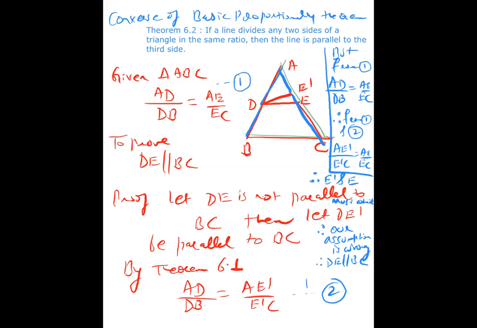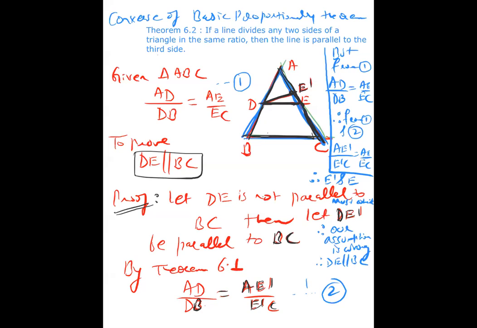The only thing we have to do is first draw the triangle ABC, and we draw this line DE, and we say that AD by DB is equal to AE by EC. It's given, and we have to prove that DE is parallel to BC. But what is the proof? We assume that there is a point E dash such that DE dash is parallel to BC, and DE is not parallel to BC. Let DE dash be parallel to BC. Then as per the first theorem, AD by DB should be equal to AE dash by E dash C.